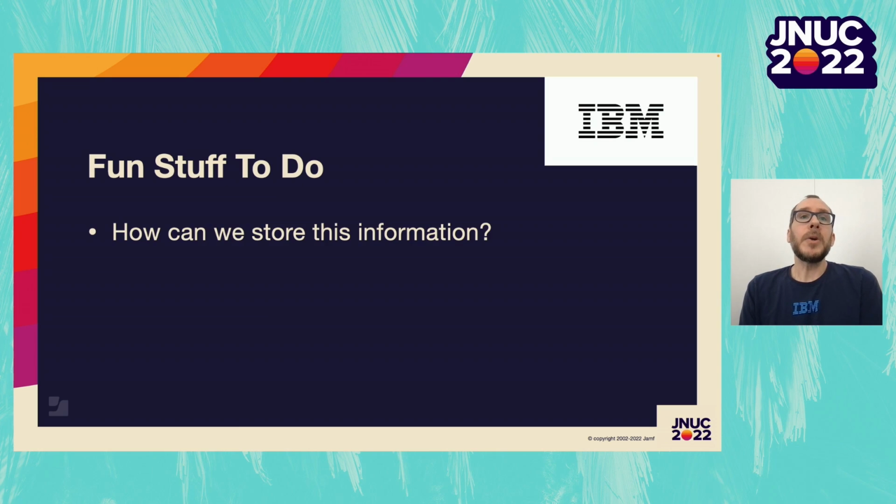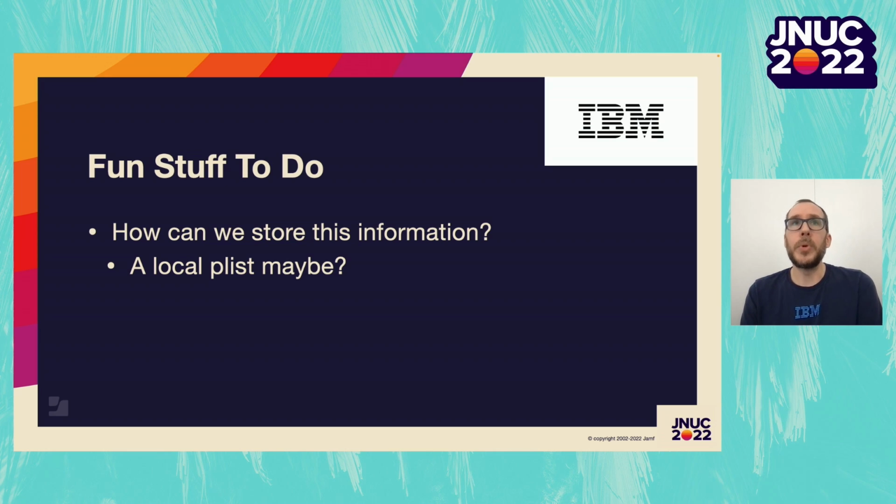So, how can we store this information in our example prompt? We could use a local plist to house this information. That would make it relatively easy to read and write the data that we need for this prompt and any future prompts if you intended to expand upon this framework.